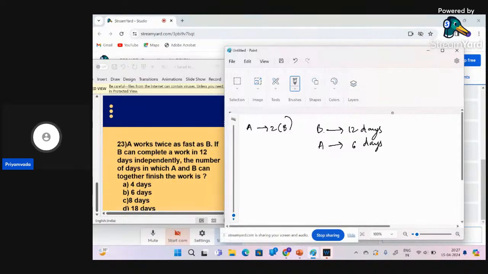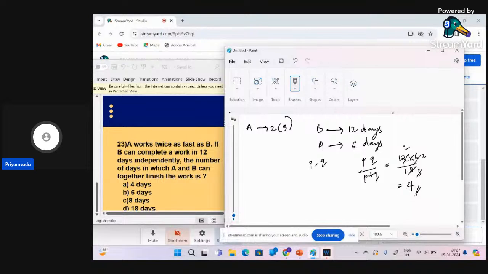If A works twice as fast as B, then the together formula is PQ by P plus Q. That is how much? 12 into 6 by 18. I'll be cancelling it here 2 times, 3 times, and here 2 times. So the answer is 4.